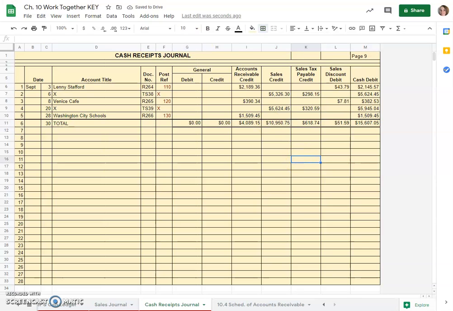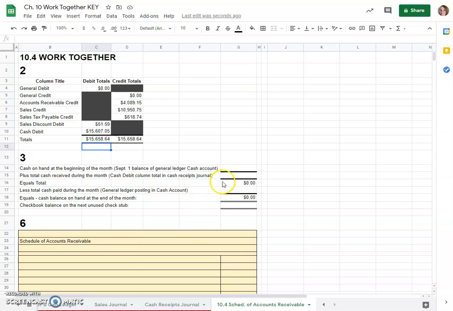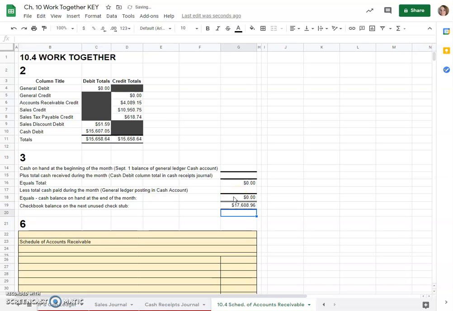All right, so now if we look back at our instructions, we have totaled and proven it. Now we need to prove cash. And the balance on the next unused check stub was 17,608.96. Prove cash. Okay, back to this tab. 17,608.96. That goes here. 17,608.96 is the number we're trying to come up with.